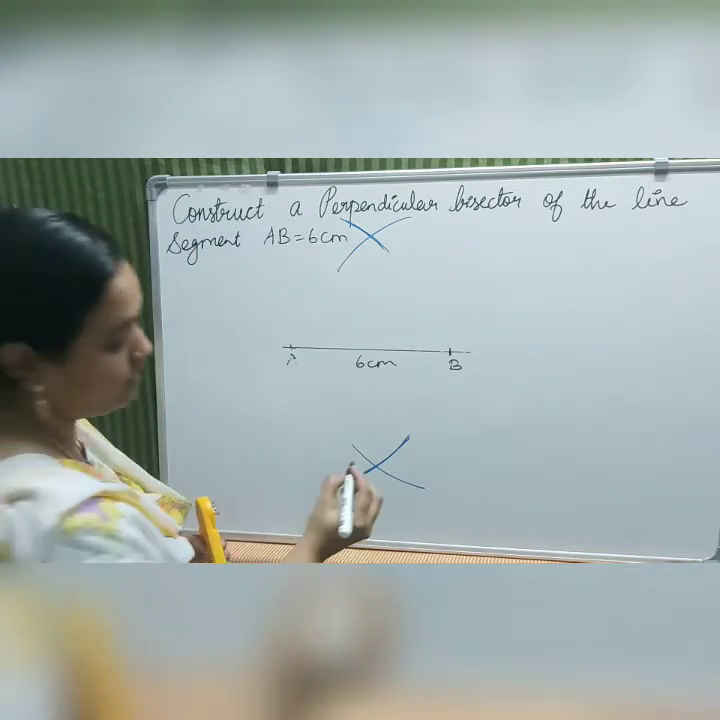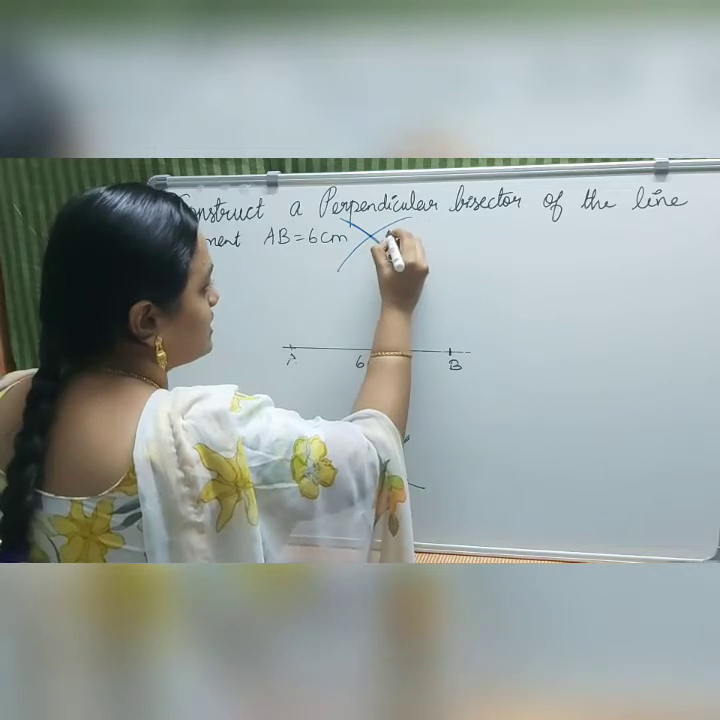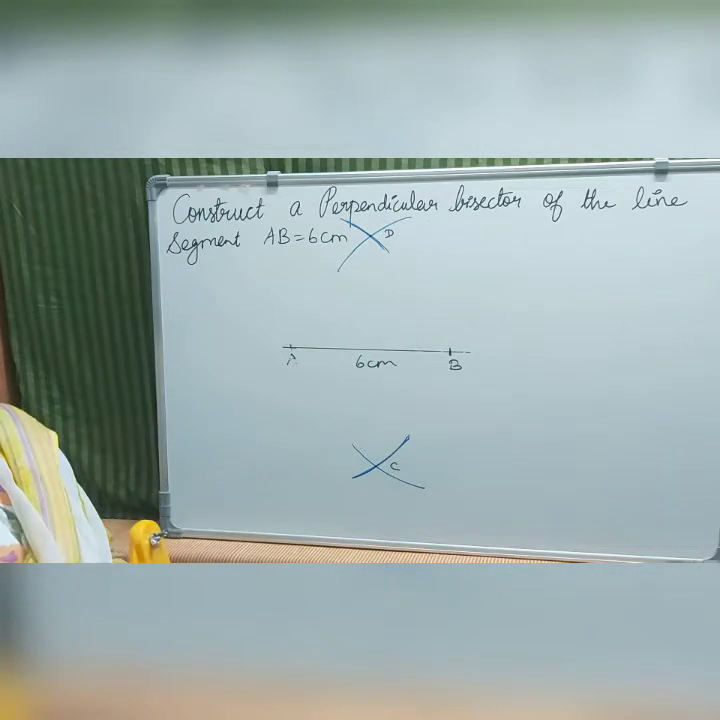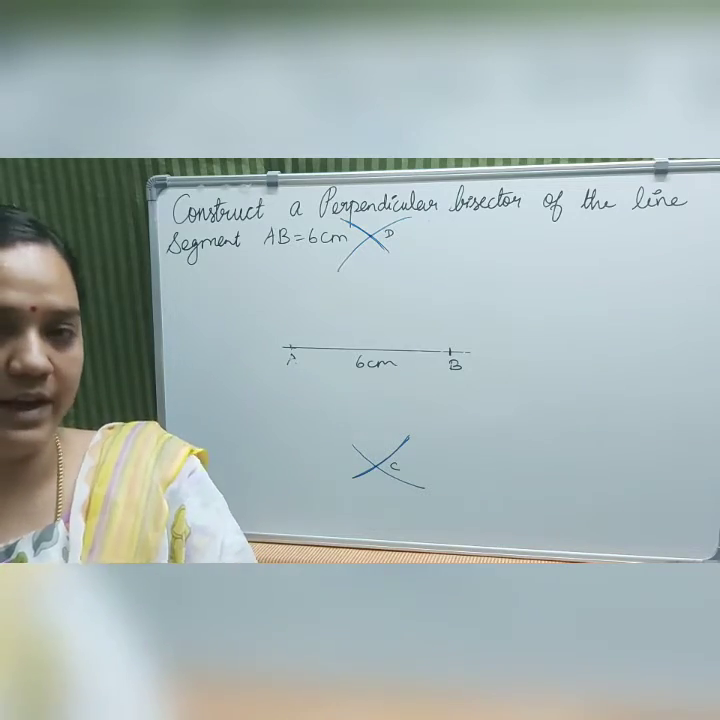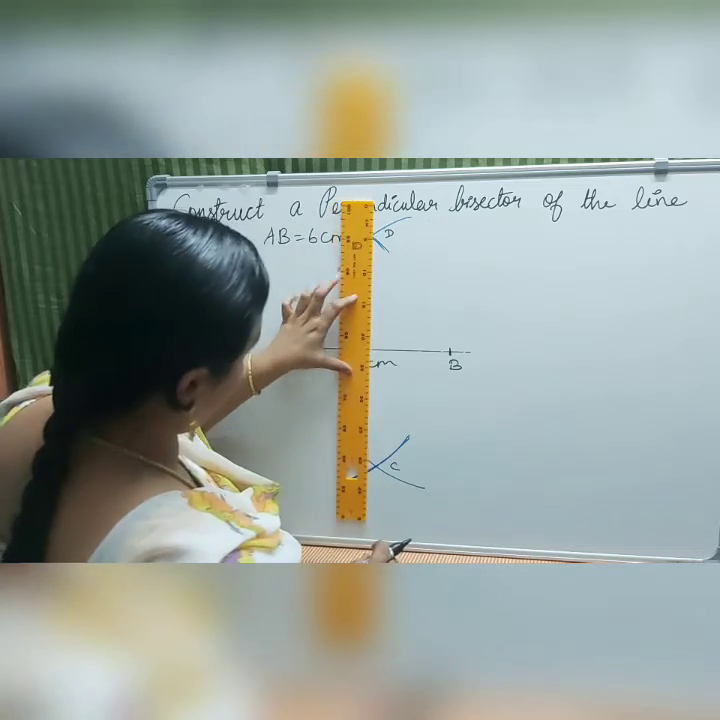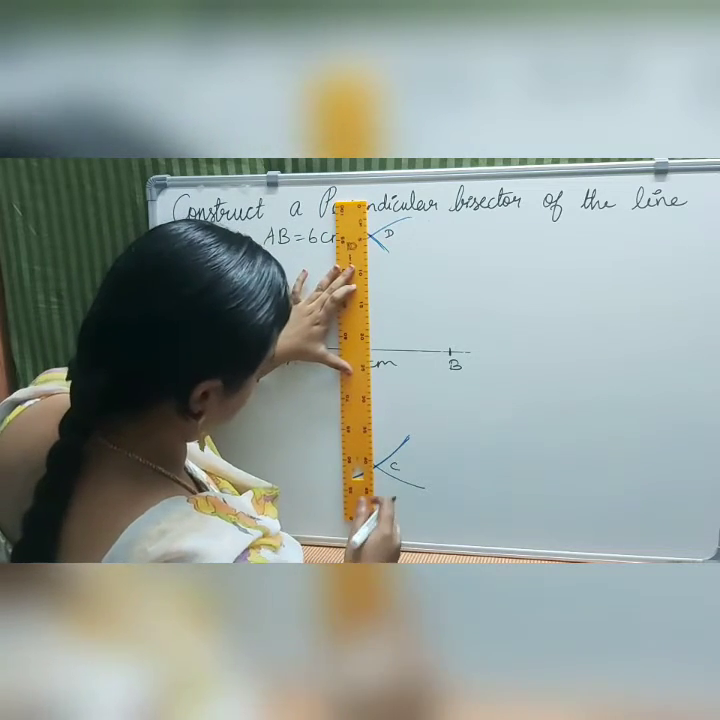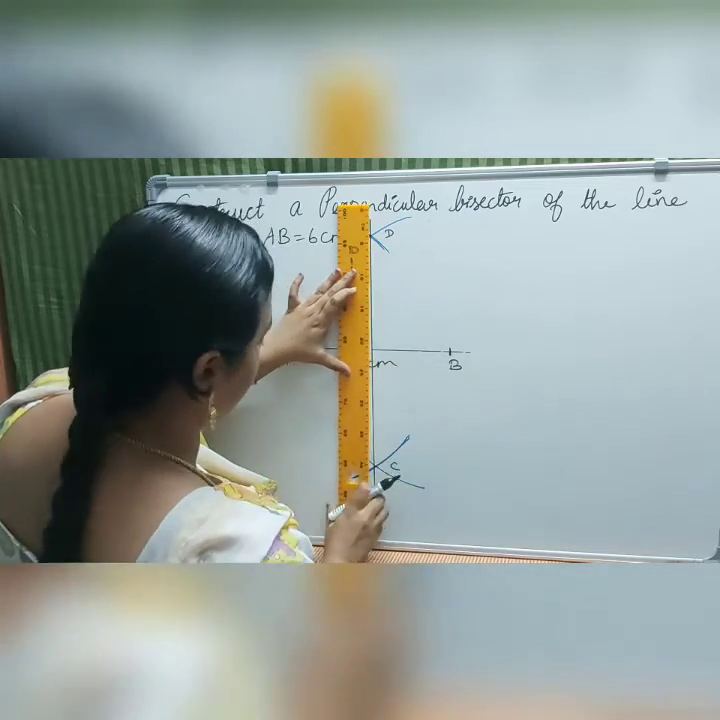Okay, now I have to mark the intersecting point above as C and the intersecting point below as D. Okay, so this is your arc. So what I am going to do is, this is the final step. I have to join CD. Okay, this is C and this is D and I am going to join C and D.